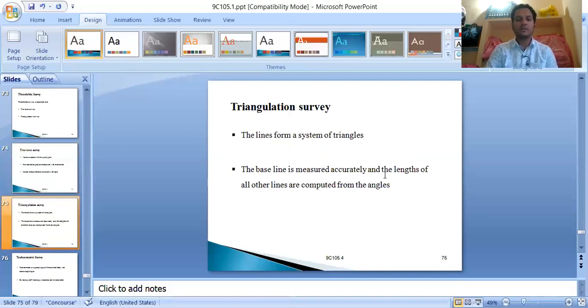In this we have another classification called triangulation survey. The lines form a system of triangles. The baseline is measured accurately and the lengths of all other lines are computed from the angles. So this is called triangulation survey.